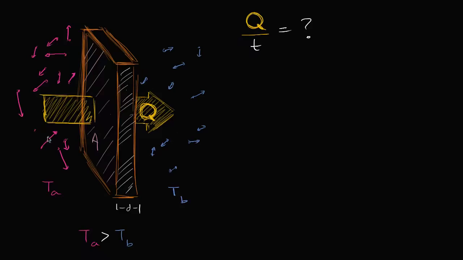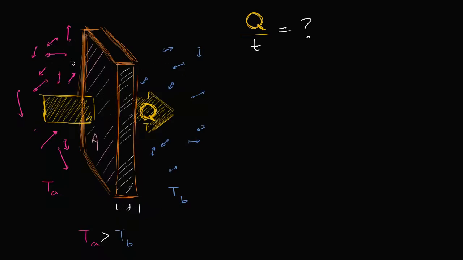So I have an interesting system over here. I have two compartments. On the left compartment, I have a gas that is at a temperature of T sub A. And on the right side of this, I have gas that is at a temperature of T sub B. They are separated by a wall of thickness D, and the contact area of the gas onto the wall is A. I'm just drawing a section of it.